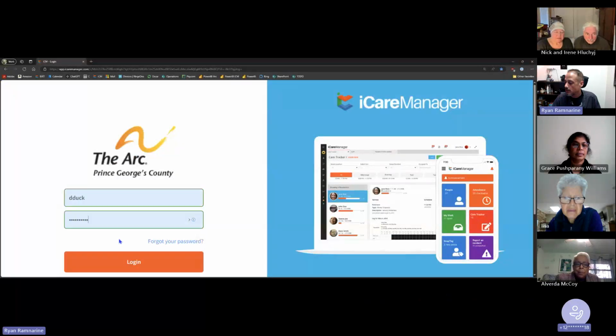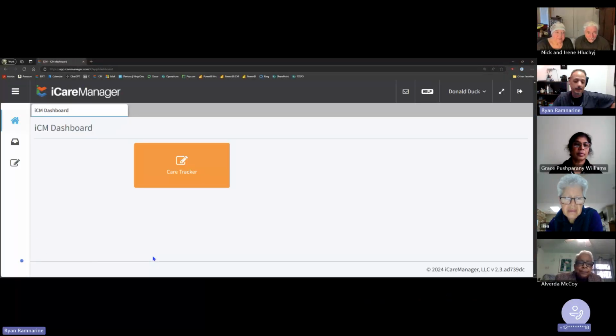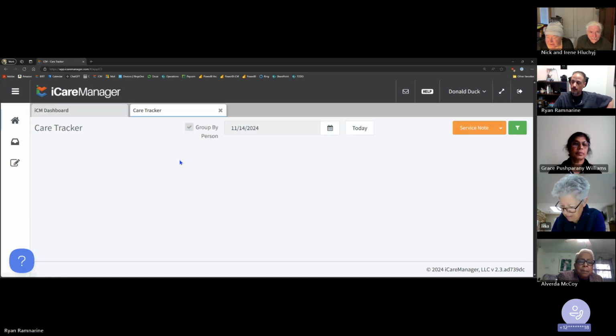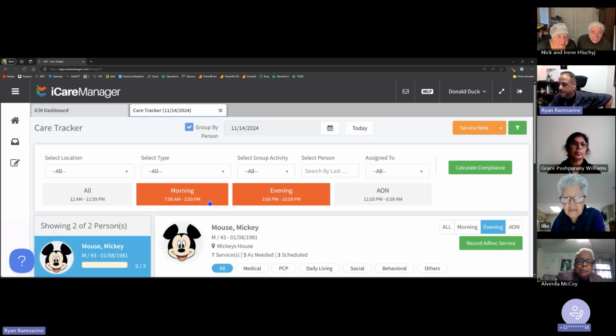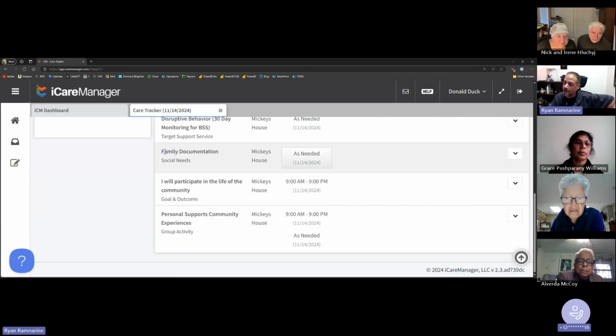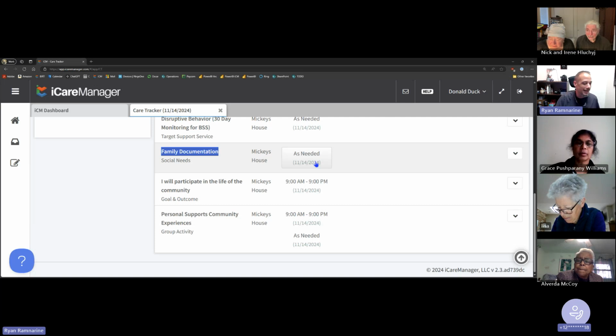So let me share my screen. All right. Effective December 1st, the family documentation will be live. I actually went ahead today and loaded it onto everybody's profile in Care Tracker. So essentially, you're going to go to Care Tracker, and I'll send out the how-to documentation too, with the getting into iCare part of this. Under Care Tracker, you're going to have a family documentation, and you're actually going to see a button. Just like staff, you can go in and click that as needed. You can do 20 a day if you wanted to.